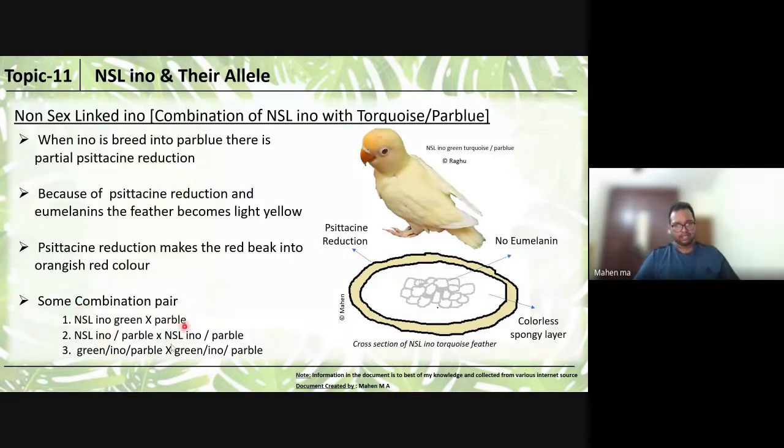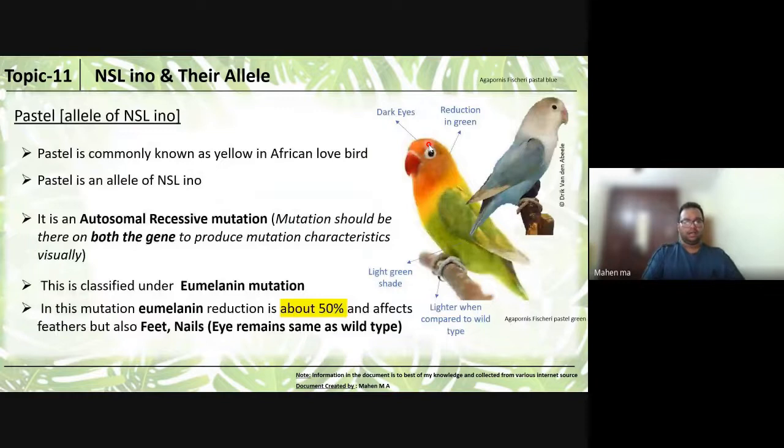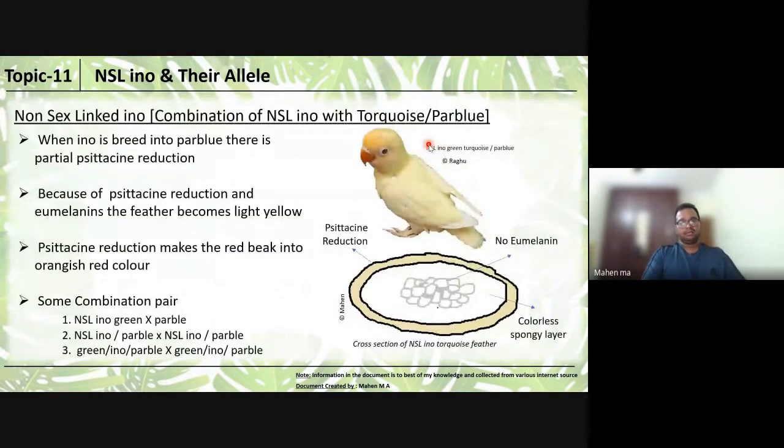So here also, some of the combinations which you can use is NSL green into parblue. You will get green split split parblue birds. So these birds you can combine again to get a parblue bird or a turquoise bird. So this is about combining Inos with turquoise. Till here I explained about the Inos, and once you put this Ino into green, blue, or turquoise, how the feather structure changes and what the characteristics of the birds are.